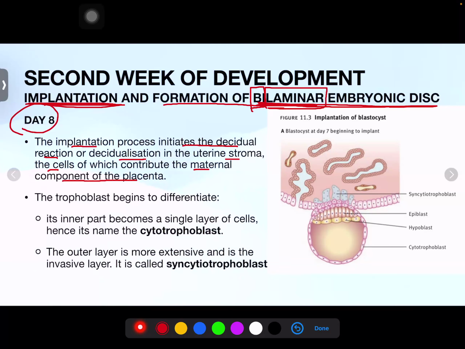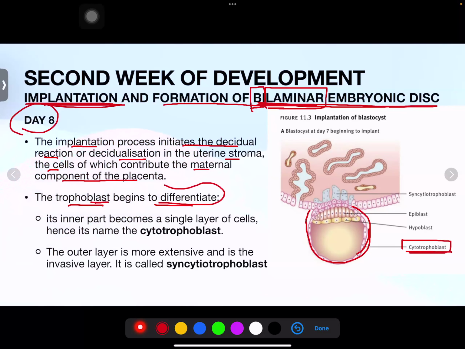Okay, so now what happened? The trophoblast begins to differentiate. If you see the diagram, this was the trophoblastic layer we discussed previously, and this was the cavity. So this outer layer became the cytotrophoblast. Now these trophoblasts are going to differentiate themselves, okay, into an inner part and an outer layer.